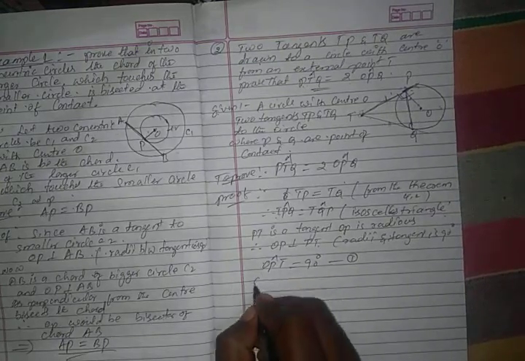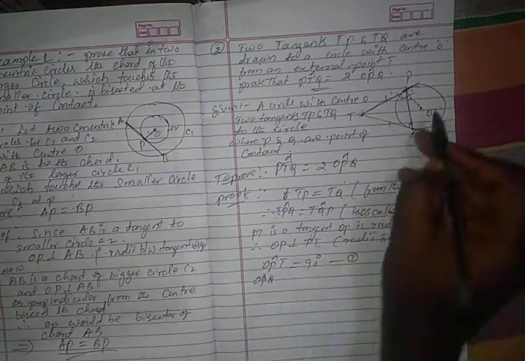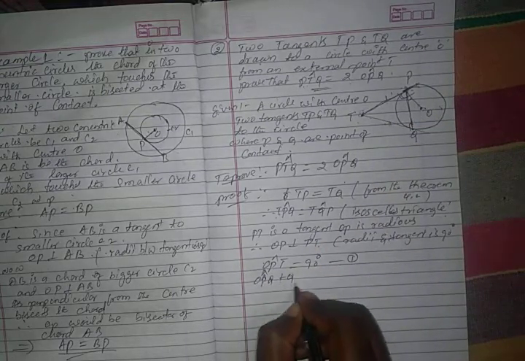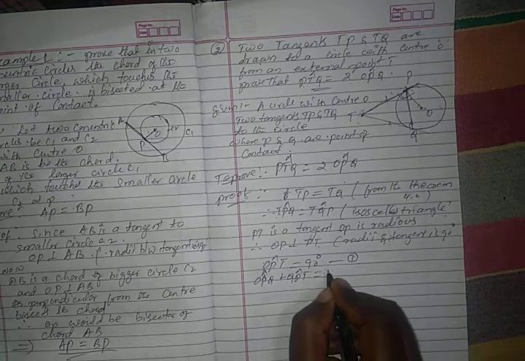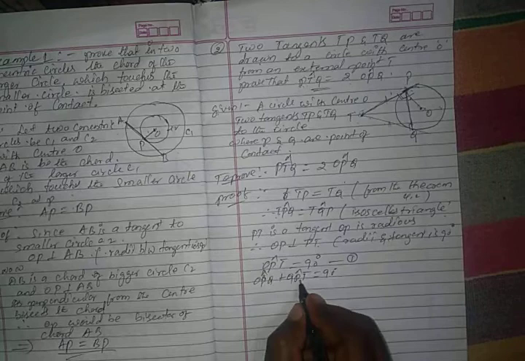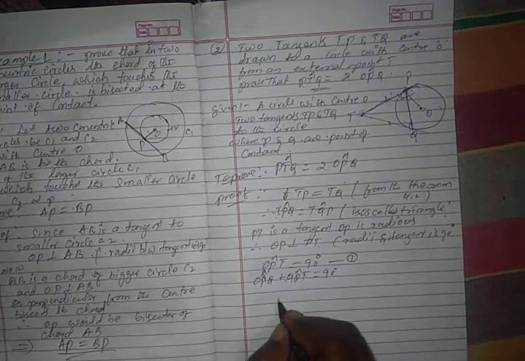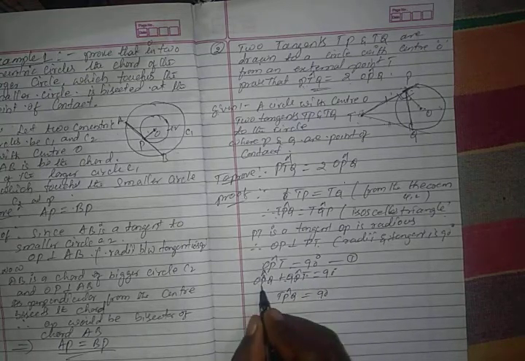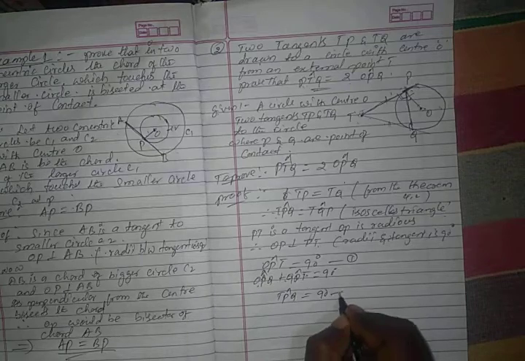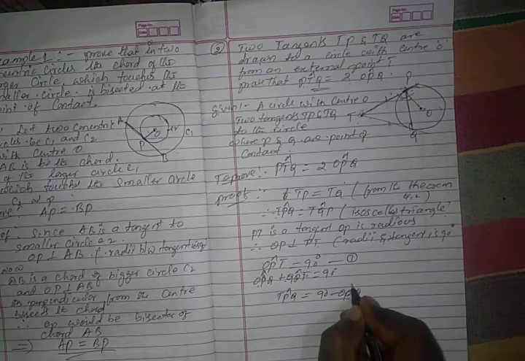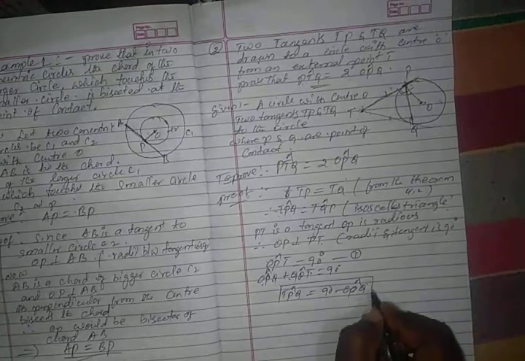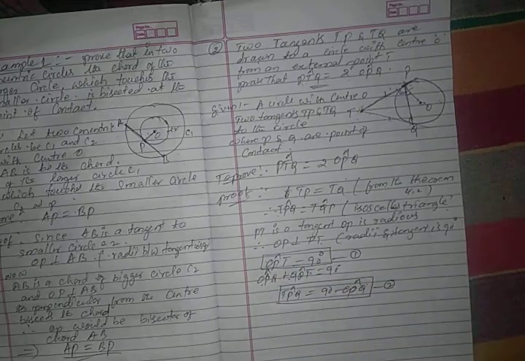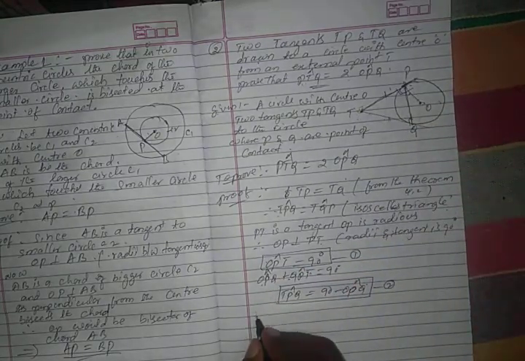Therefore angle OPQ plus angle QPT is equal to 90 degrees. Then QPT you can also take as TPQ. So angle TPQ is equal to 90 degrees minus angle OPQ. This is equation number 2. This was equation number 1. So let us check in triangle PTQ.